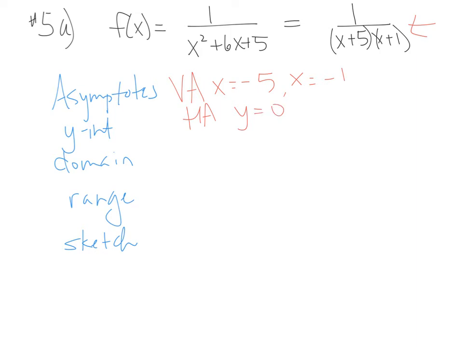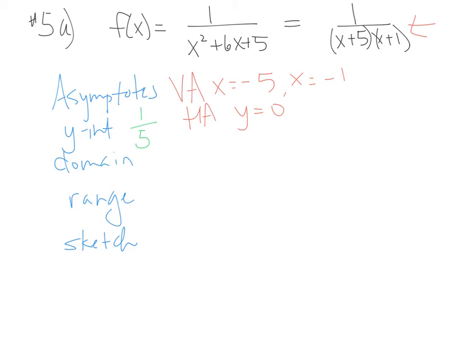Our y-intercept, we're going to let x equals 0, and if we do that in this equation, we get 0 plus 5 is 5, 0 plus 1 is 1, 5 times 1 is 5. So my y-intercept then would be 1 over 5.